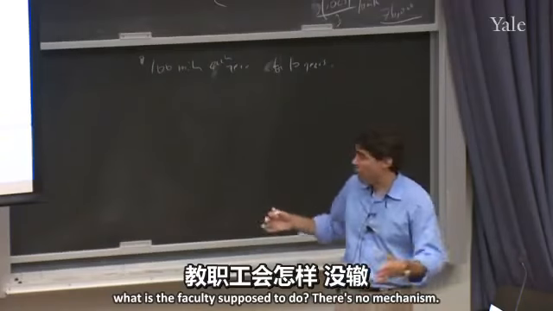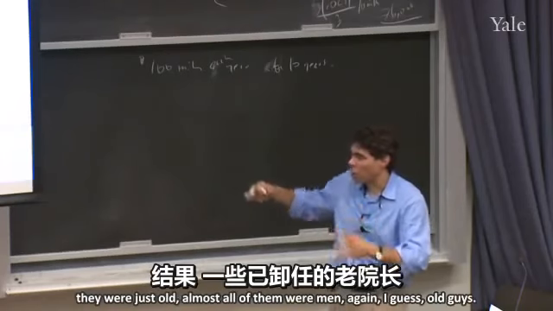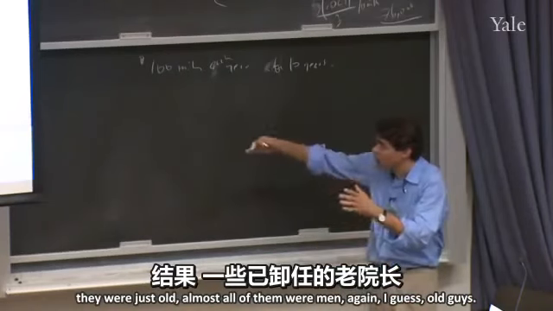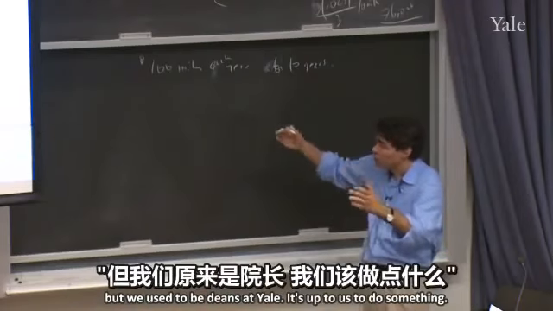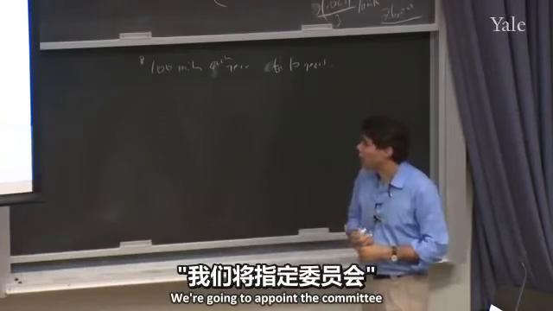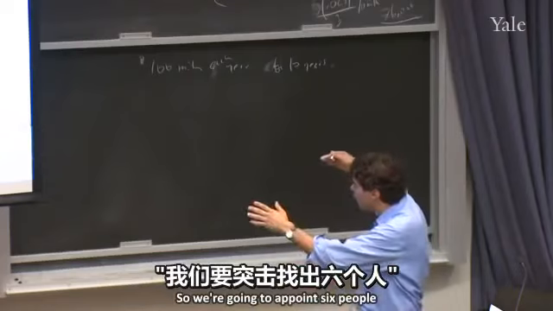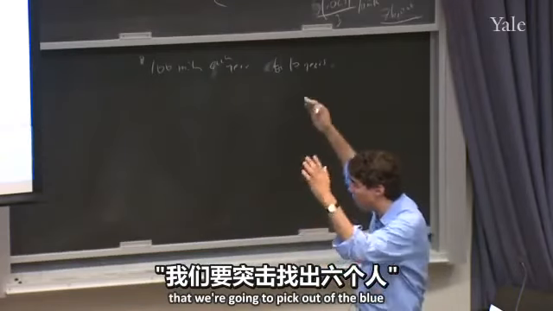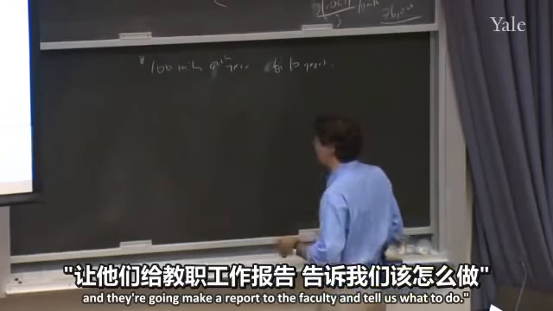So there's no mechanism. What happened is the old deans, who were no longer deans, almost all of them men, old guys, got together and said, we have no power, we have no position, but we used to be deans at Yale. It's up to us to do something. We're going to appoint a committee to examine the logic of the president's decision. We're going to pick 6 people out of the blue, and they're going to make a report to the faculty and tell us what to do.